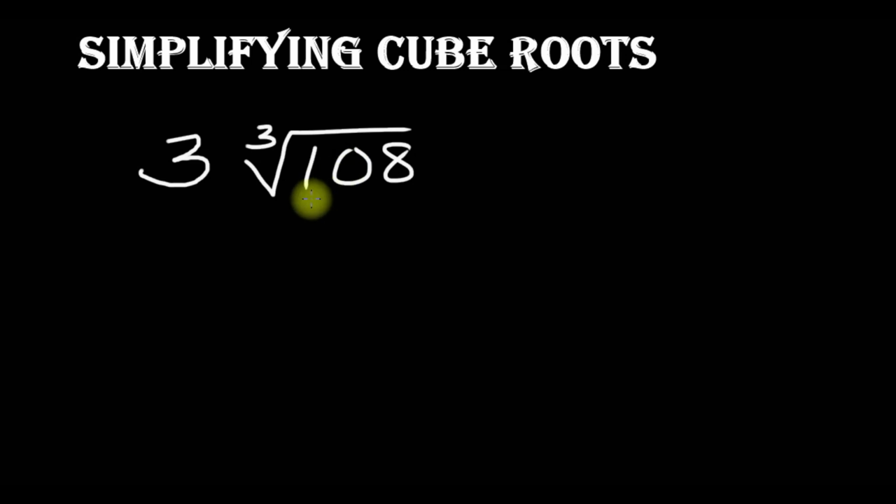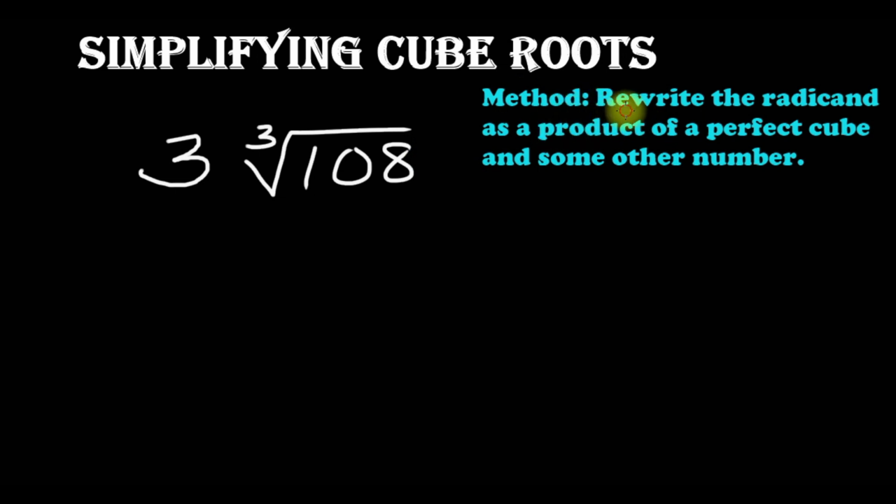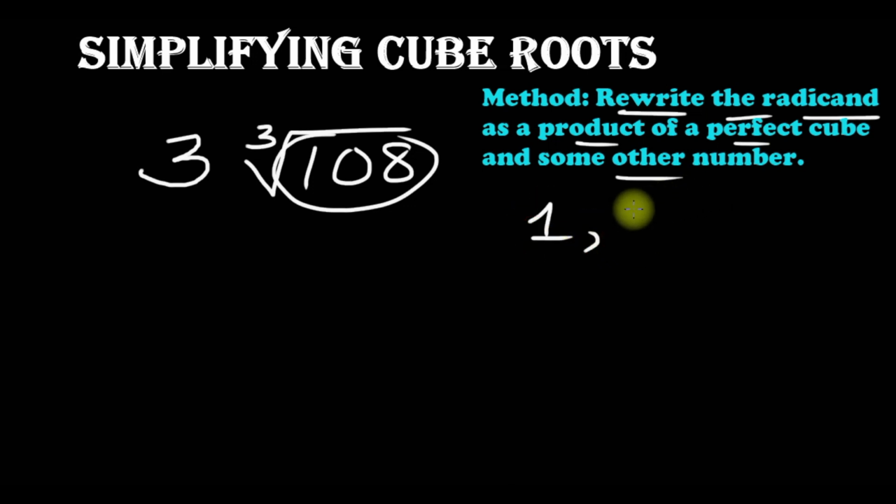So we're going to simplify this, and one of the ways that we can do it is to rewrite the radicand. The radicand here is the 108, the number inside the radical sign. That's a product. Product is multiply, using the perfect cube and some other number. So we're going to rewrite 108 using these numbers. We know cube root of 1 is 1, cube root of 8 is 2, cube root of 27 is 3, cube root of 64 is 4, and so on.